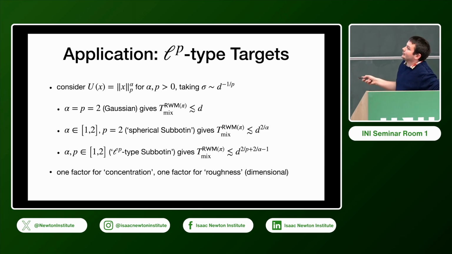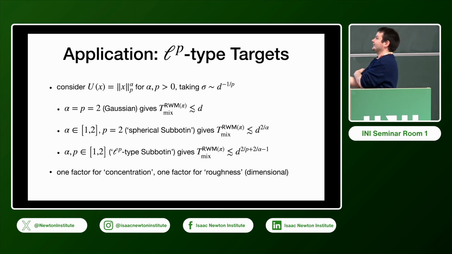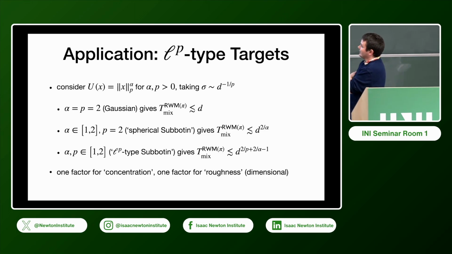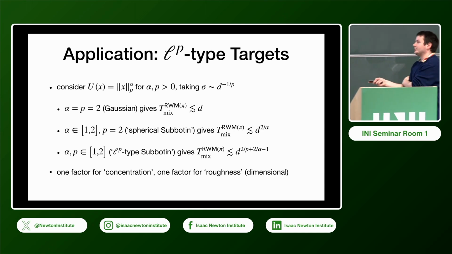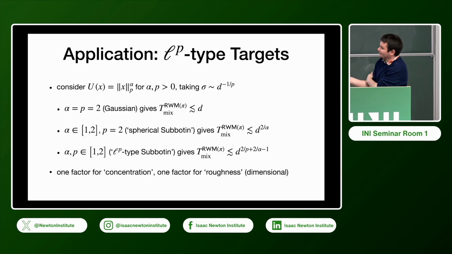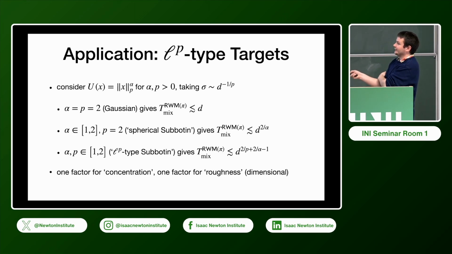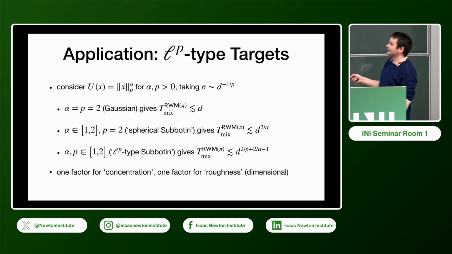Now, if I go fully, well, almost fully general, and I let these parameters range between 1 and 2, then I pick up another factor up here, which comes from having to use a smaller step size, essentially, to stabilize the acceptance rates. And so you get this mixing time estimate. One way of viewing it is you have one factor for the concentration or isoperimetric properties of the target, and one factor for the roughness to do with the discretization of the process. And that's also dimensional in some way.